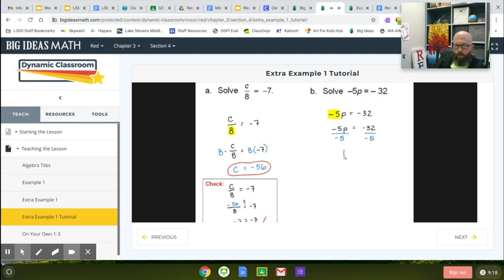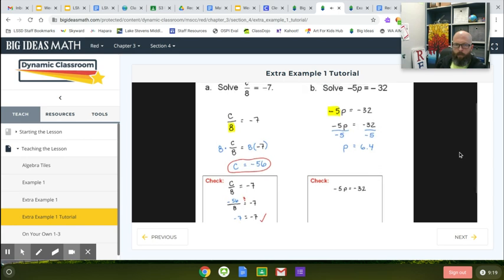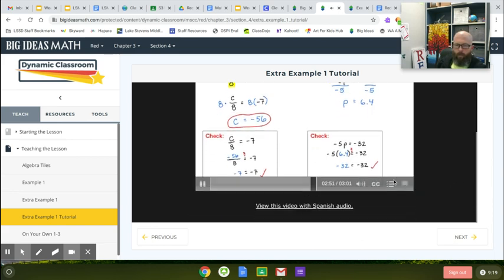So on the left-hand side of the equation, we have 1p, but we can just write p. On the right-hand side of the equation, we have negative 32 divided by negative 5, which is 6 4/10. So the solution is p is equal to 6 4/10. Now we can check our solution back into the original equation. You want to substitute 6 4/10 in for p, and then check, does the left-hand side equal the right-hand side? Because negative 32 is equal to negative 32, the solution checks.